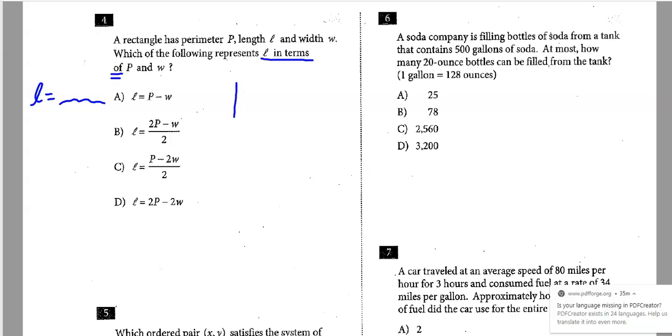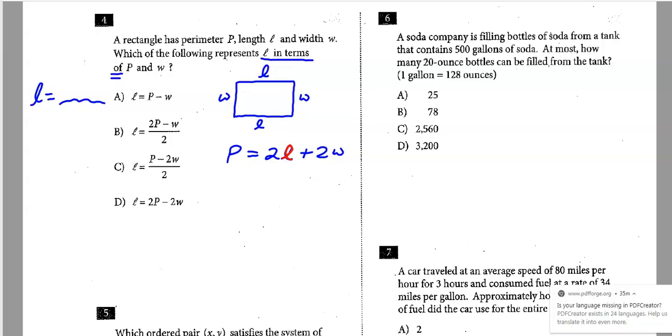So let's talk about this. We have a little rectangle. I'm going to call this my length, this my width, this my length, this my width. Perimeter is add up all the sides. So the perimeter would be 2L plus 2W. A couple other ways you could write that, but that's one way. And now I just have to solve this for L. So basically I'm trying to get this variable all by itself.